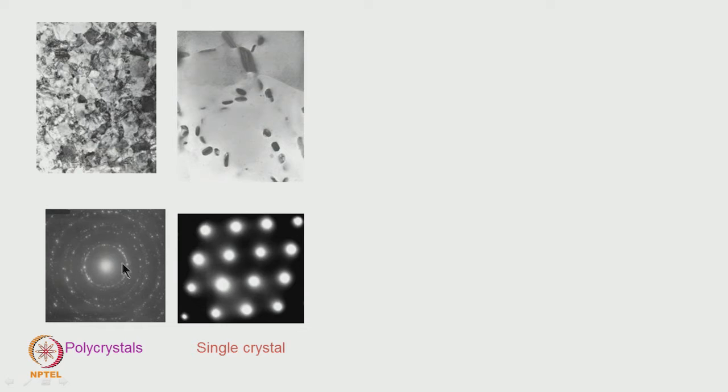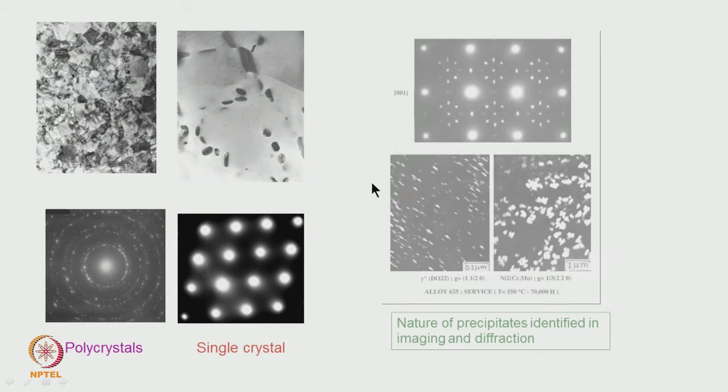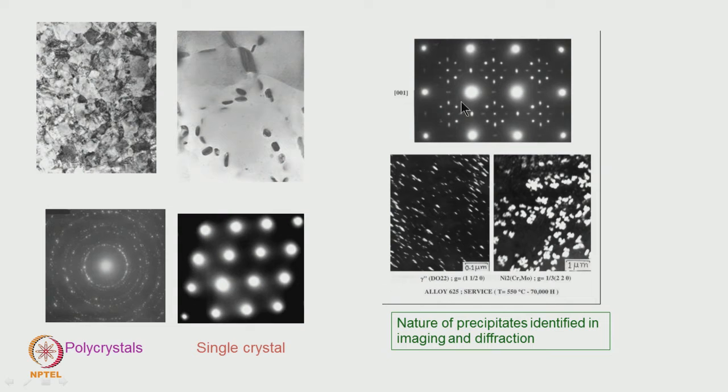That means that this takes an unusually long time, and a lot of micrographs have to be generated to get complete information about the orientation of the various grains. This is one typical example. One can think of many other examples. Here is another example which I had given.